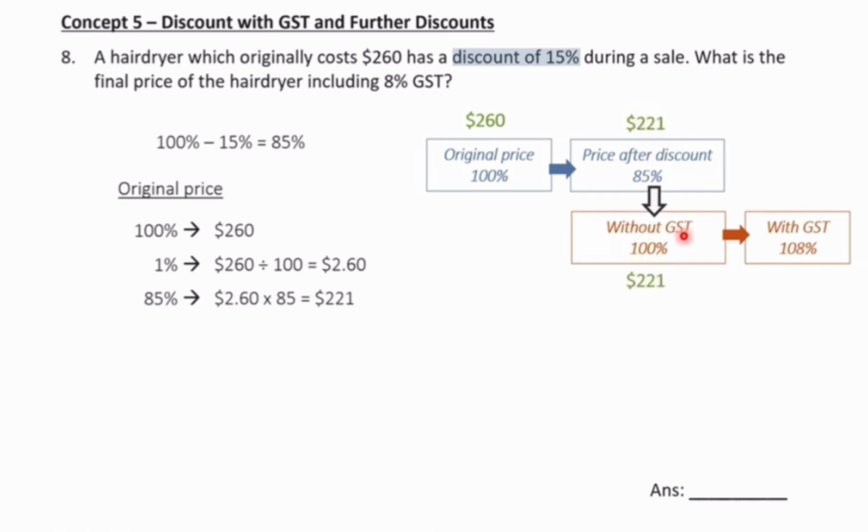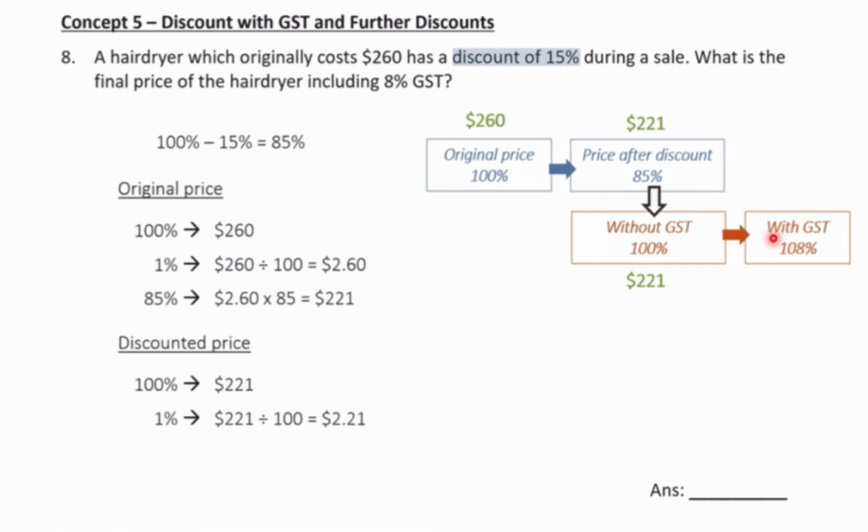Then this 221 now becomes 100% when we are talking about the GST layer. So if we talk about the GST layer, the discounted price is the amount that flows down. Then 100% is 221. We are at the orange or red layer. 221 is 100%. Then always find 1% using the unitary method. So you divide by 100, 2.21.